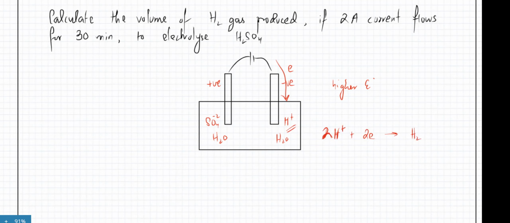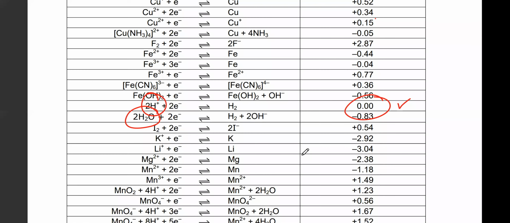And I'm not going to do the further. We can actually do the rest of it as well. On this side, who's going to lose electrons? The one that has the lower E naught is the one that's going to lose electrons, right? So it's either SO4 minus 2 or H2O. So go back to the data booklet. Now lose electrons, that's backward.